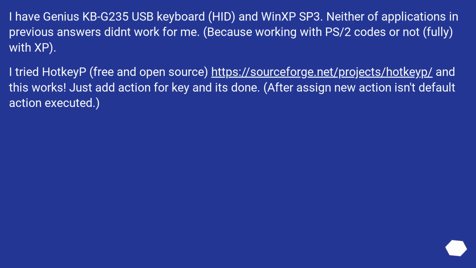I have a Genius KB-G235 USB keyboard, HID, and Windows XP SP3. Neither of the applications in previous answers worked for me, because working with PS/2 codes or not, fully, with XP. I tried HotKeep, free and open source, at this URL, and this works. Just add an action for the key and it's done. After assigning the new action, the default action isn't executed.